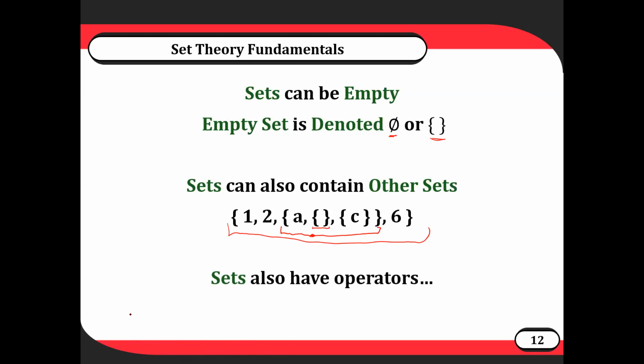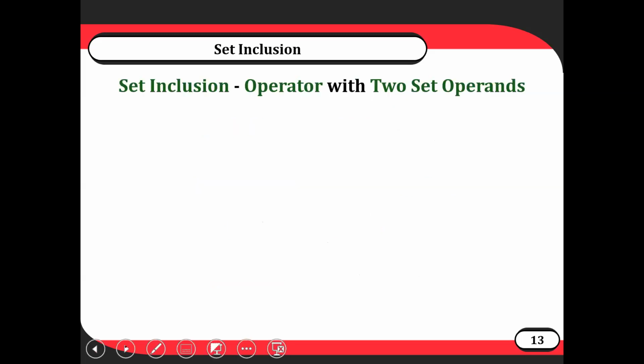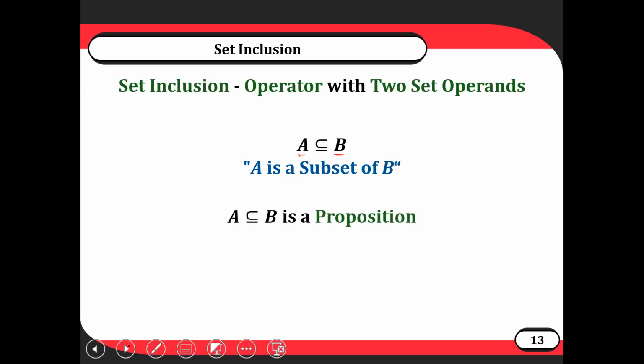Sets also have operators. We're going to do a little bit of math on these things, but it's very closely tied with logic. So we have a set inclusion operator. It's an operator with two set operands. So A is a set and B is a set, and we say that A is a subset of B. This subset or inclusion operator is a proposition, which means that it has a value of true or false.